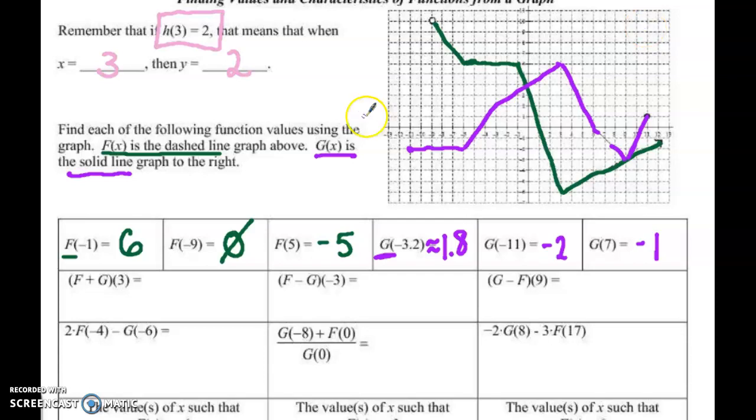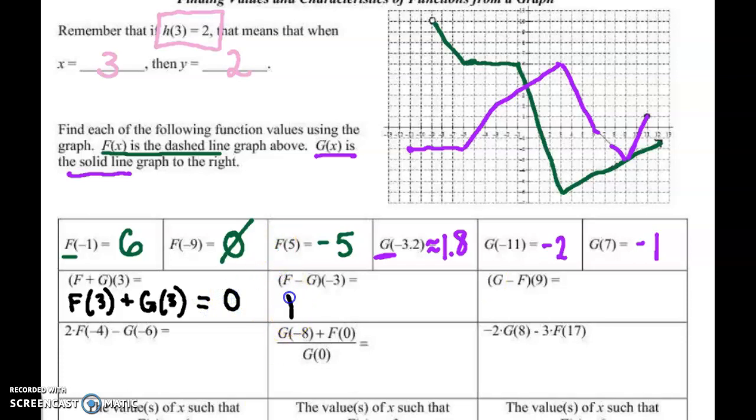As we move to the next part, I'm going to be done color coding, but if we're adding functions together, it's basically saying take f of 3, whatever that value is, and add to it g of 3. So basically take the green function, or the dashed line, and add to it the purple function. You need to find both x values. It looks like this one's supposed to be -6, and this one's supposed to be +6. So if you do -6 plus 6, you get 0.